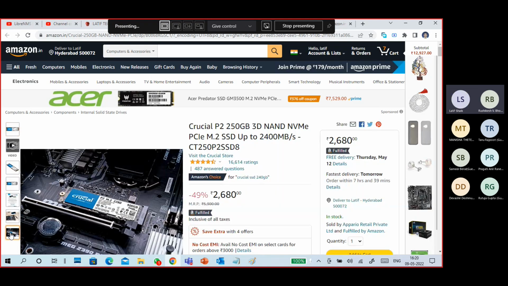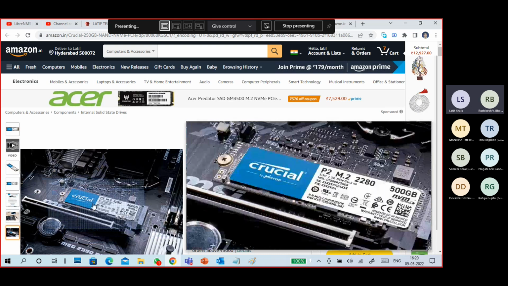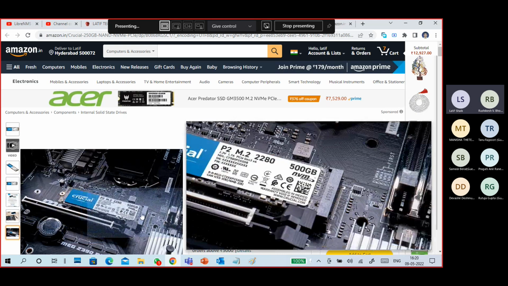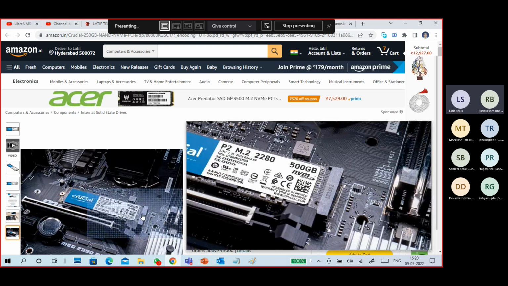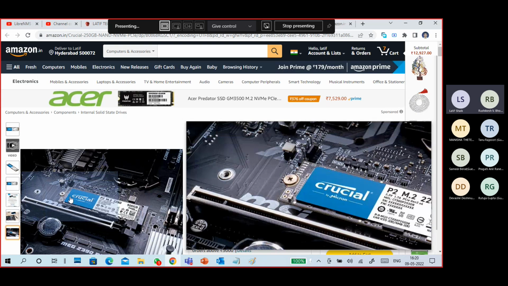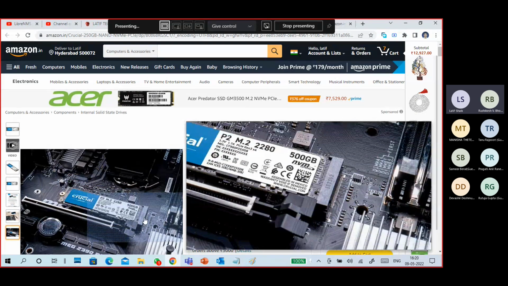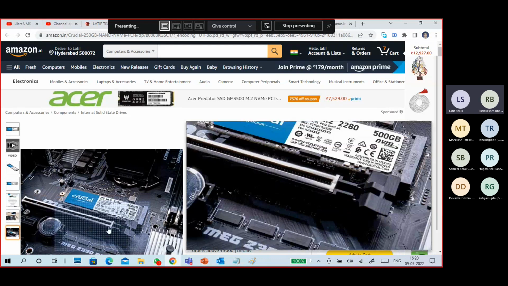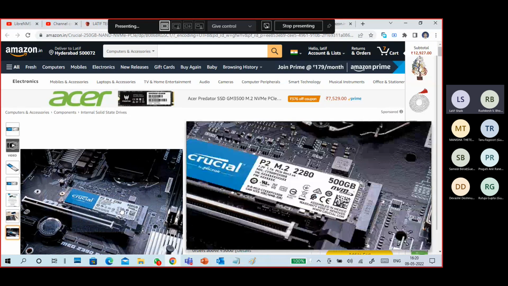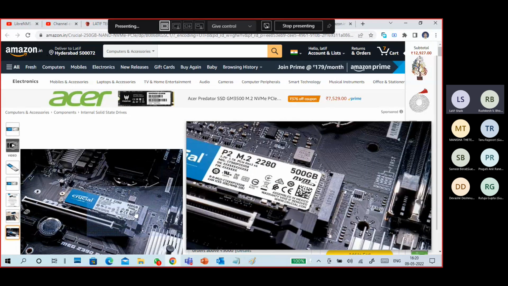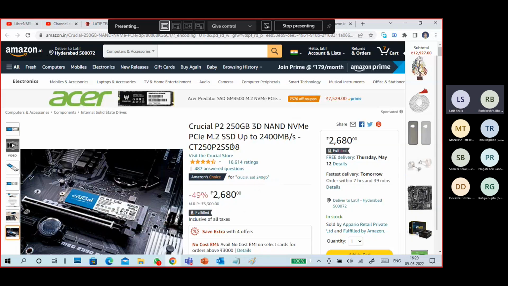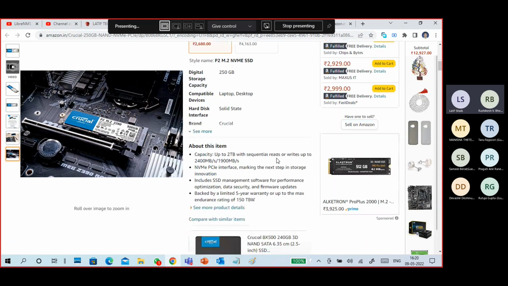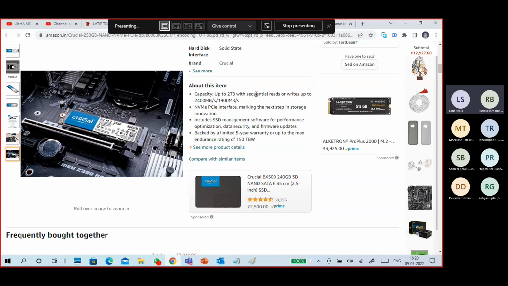So how to insert it? This is the motherboard. It interfaces directly to the motherboard. No cable, nothing. It is directly connected to your motherboard. This is a slot for a graphics card, and this is your SSD. Look here, the SSD connector. So what is the advantage? No cable connector, so obviously it achieves very good speed.